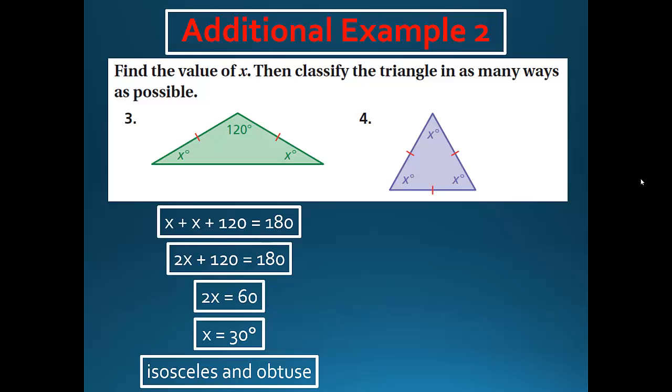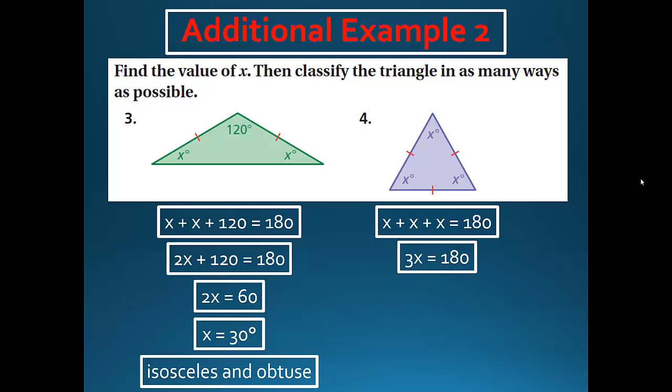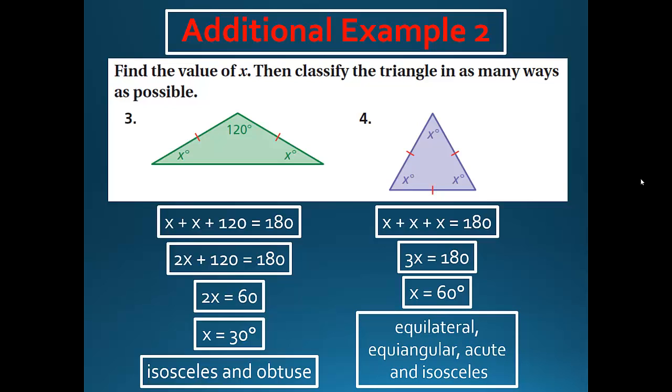For number 4, we're going to add our 3 angle measurements and set that equal to 180. So we have x plus x plus x equals 180. X plus x plus x equals 3x, so 3x equals 180. Now we'll divide both sides by 3, so x equals 60 degrees. When we classify this triangle, we can say this triangle is equilateral because all 3 sides are equal, equiangular because all 3 angles are equal, it's acute because all of our angles are less than 90 degrees, and it's isosceles because at least 2 of our sides are equal.